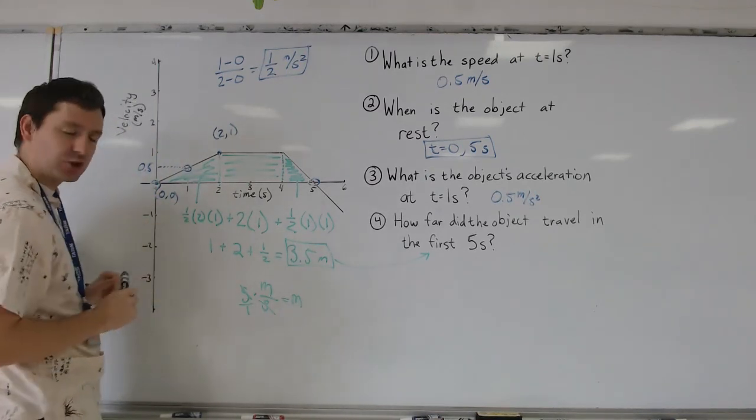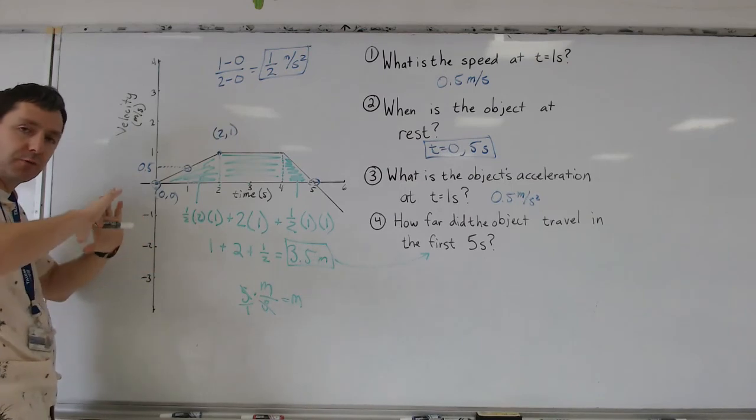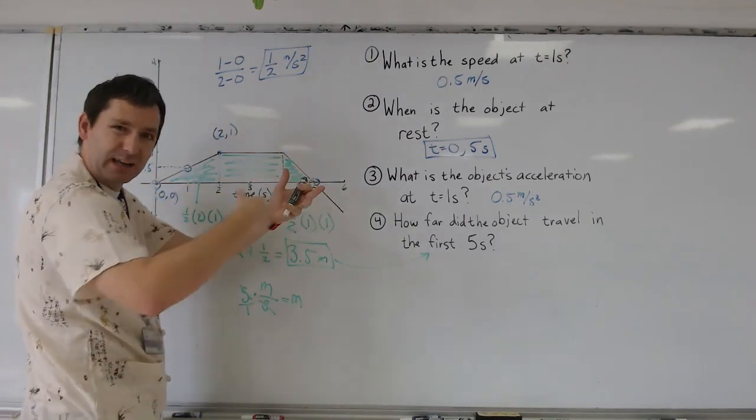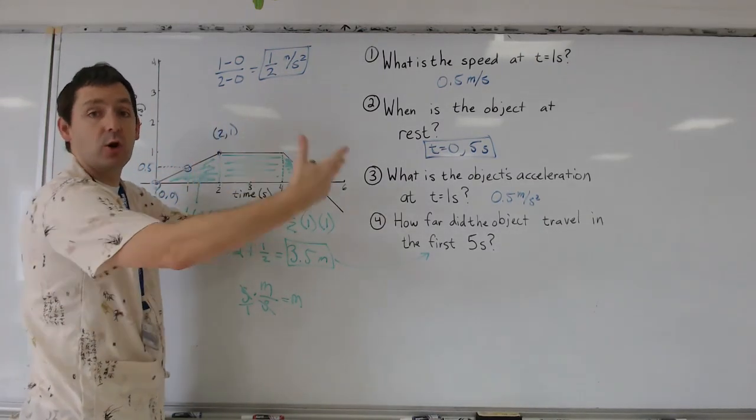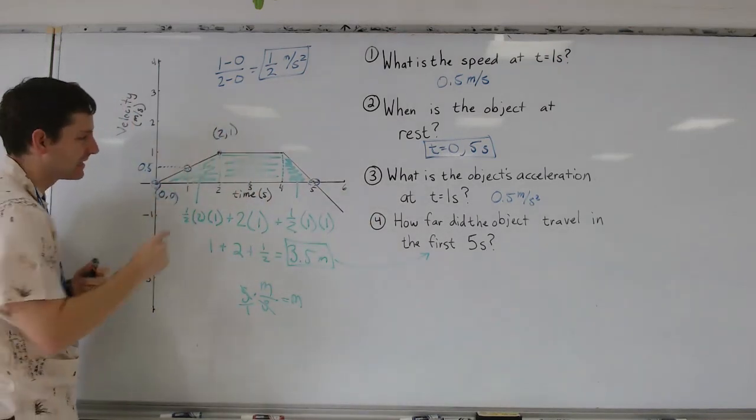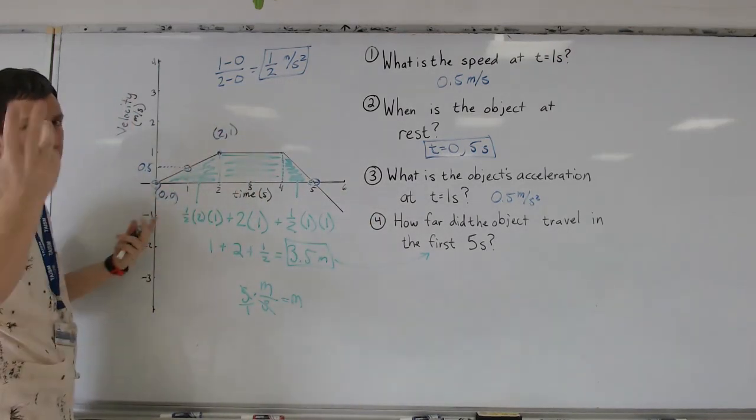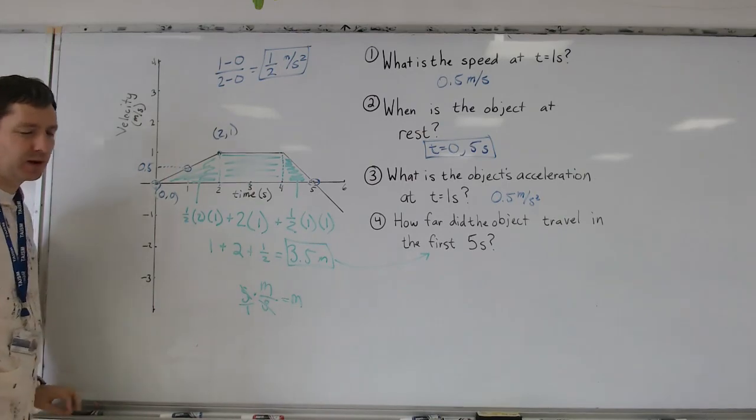So this is kind of an interesting, neat thing. Not only can we go from distance to velocity by getting the slope of the distance graph, you can go from velocity back to distance by using the area. So hope that's helpful, and you'll be ready for class next time.